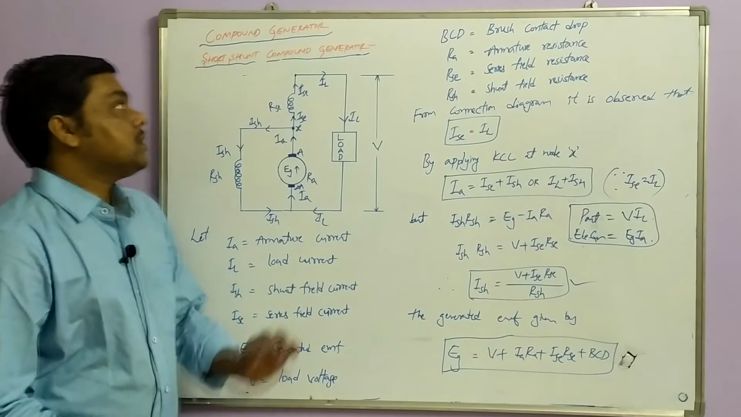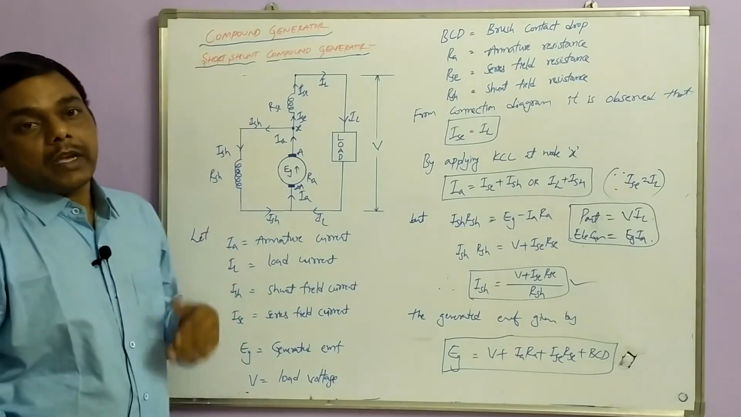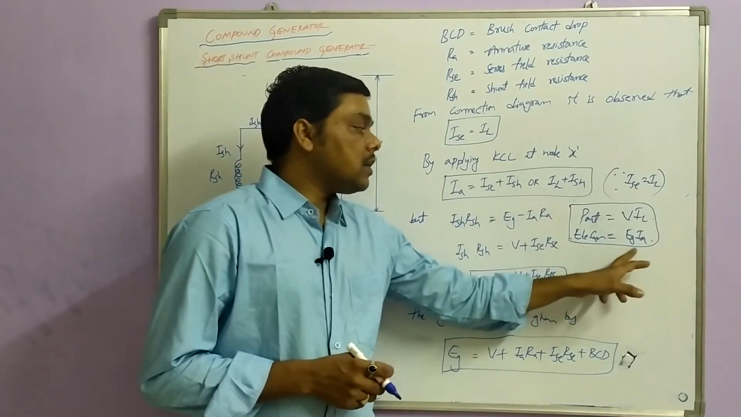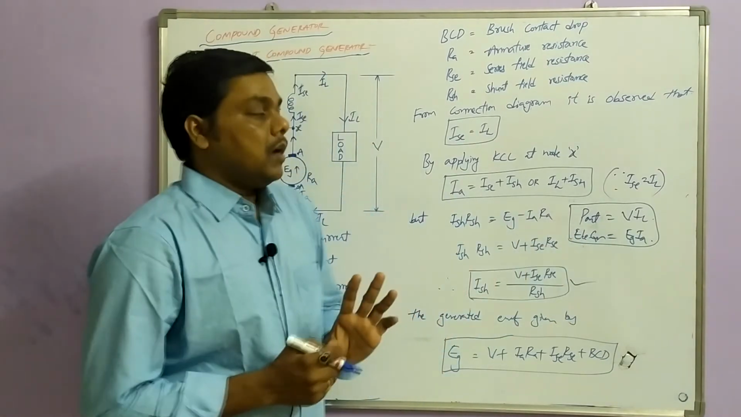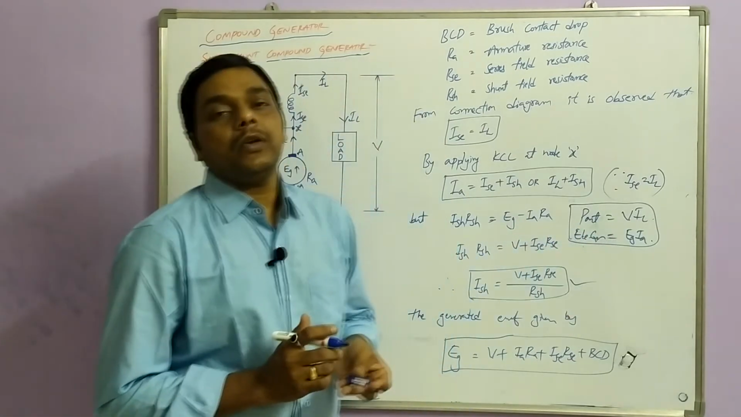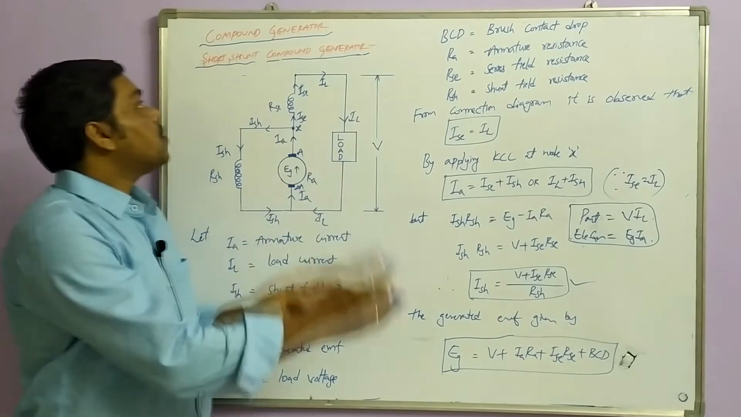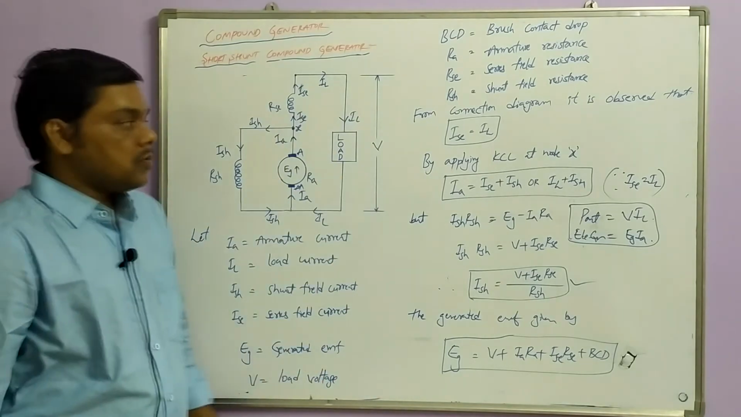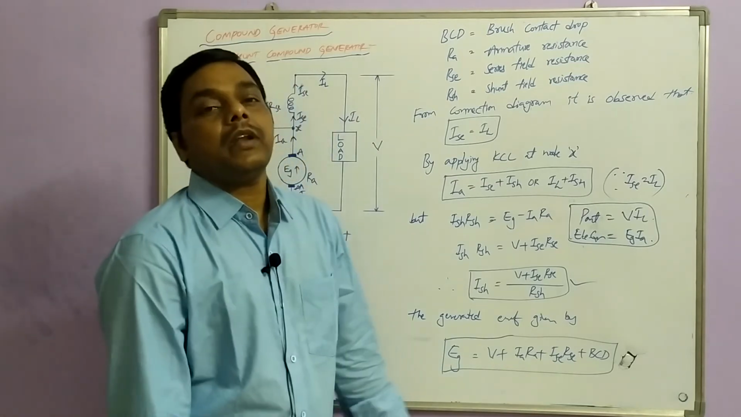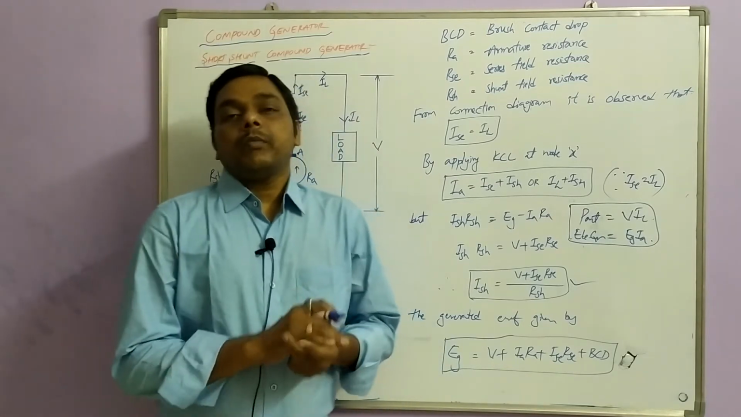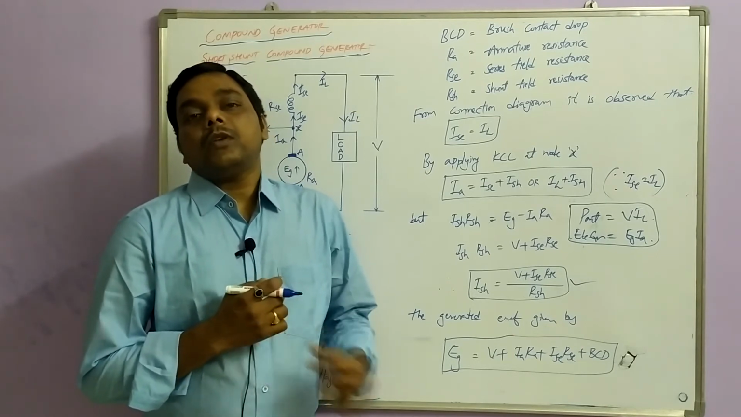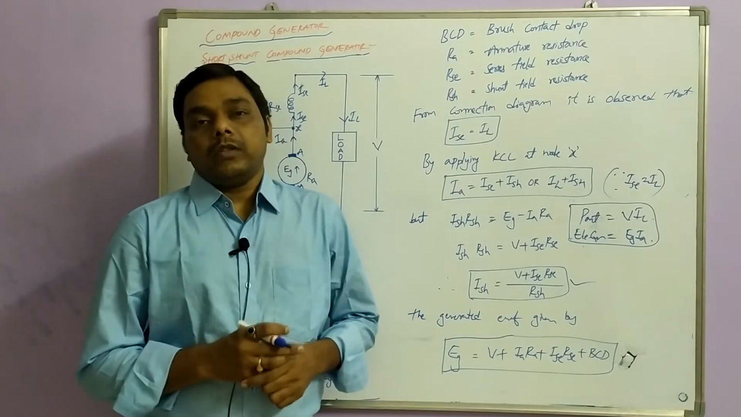Why? For generators the input is always a mechanical input. So the mechanical equivalent electrical energy is Eg into Ia, and from this, if you subtract the losses, we get the output power V into IL. Now this is about short shunt compound generators. You have to remember the current relations and the generated EMF and voltage relations, so we can make simple numerical problems, and it will be very easy to solve them.